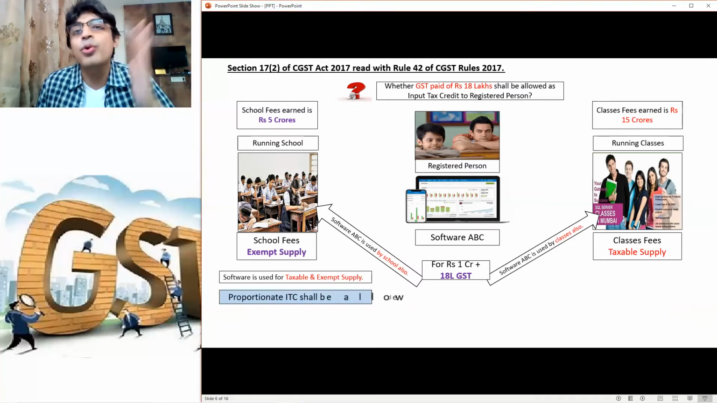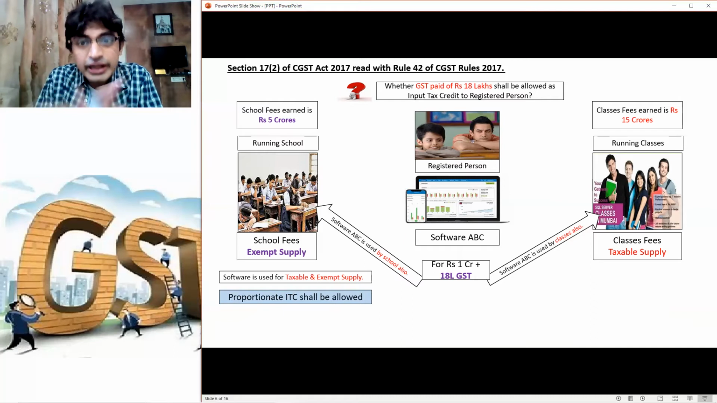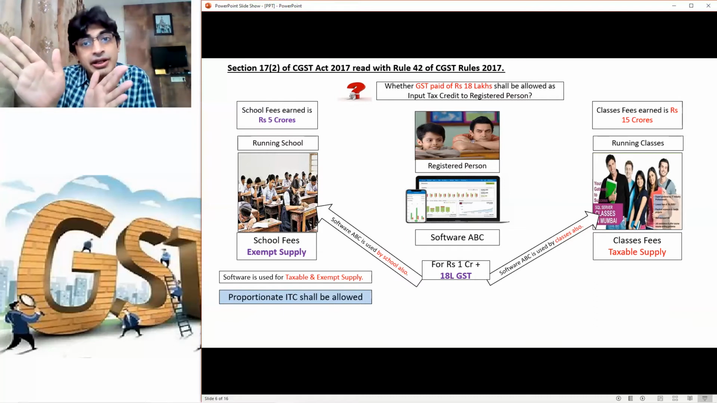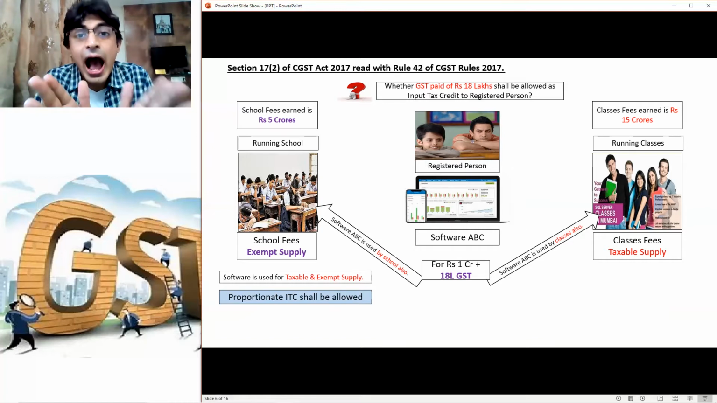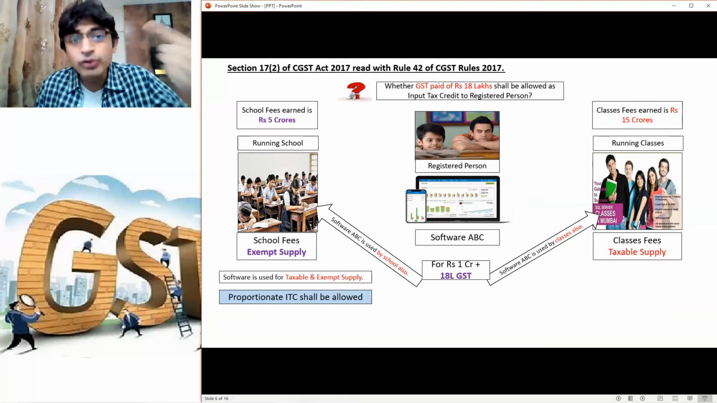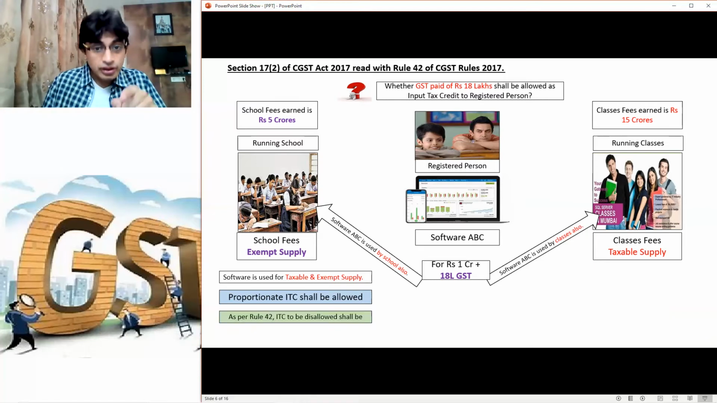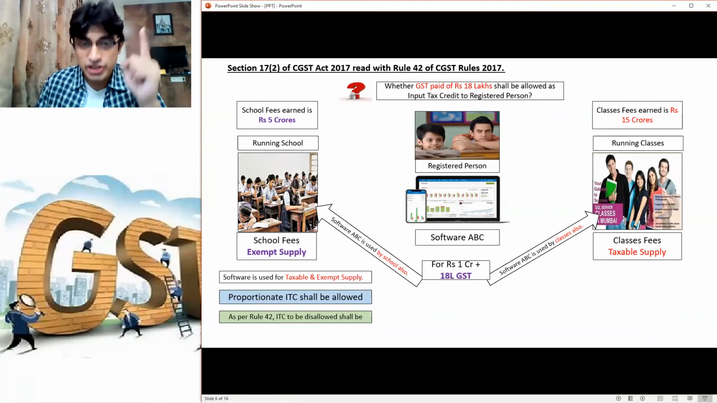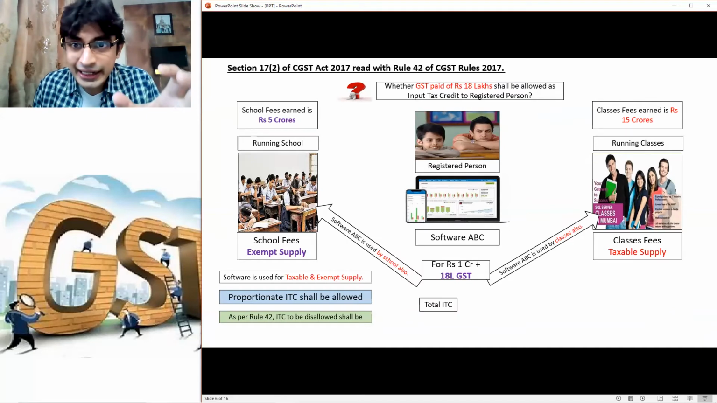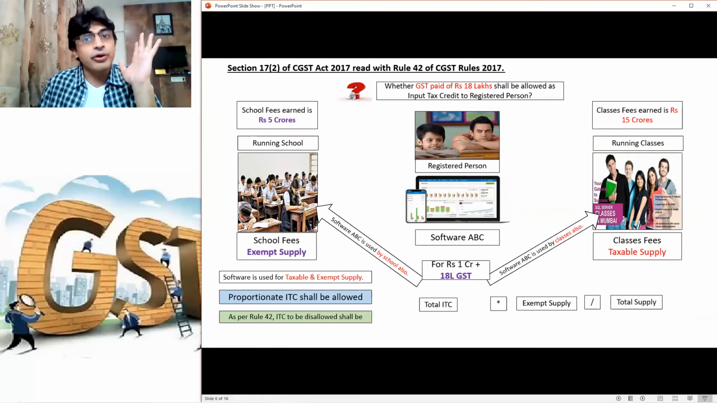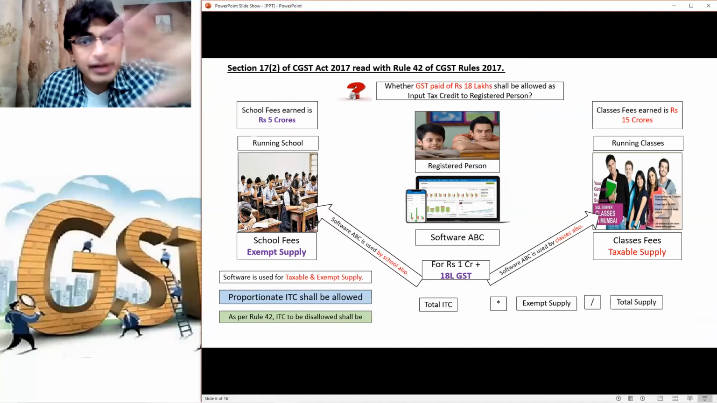Answer is what? Proportionately. If you are using your input service for taxable supply also and it is being used for exempt supply also, you do not get the entire input tax credit. You will get proportionately. Now, how does the proportion work? Listen. That is given in Rule 42. Certain proportion shall be disallowed. How much? Understand. Whatever total ITC was there, into exempt turnover for the month, divided by total turnover for the month, that much ITC shall be disallowed.